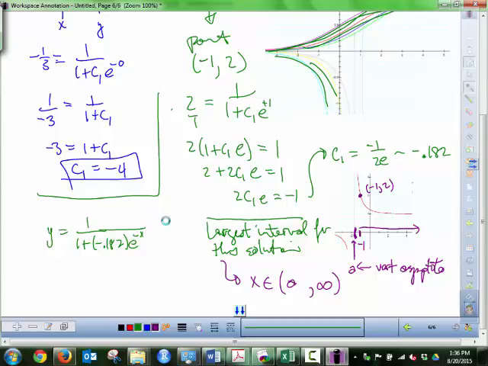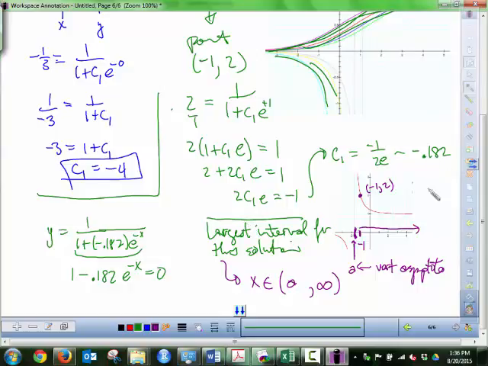So basically what we want to do is we know that this is going to be discontinuous when the denominator is equal to 0. So let's just focus on the denominator and set that equal to 0. So 1 minus 0.182 e to the negative x equals 0. So that's where the bad point happens. And then we just solve for x. It looks like we need some sort of logarithm here. You guys can figure it out.